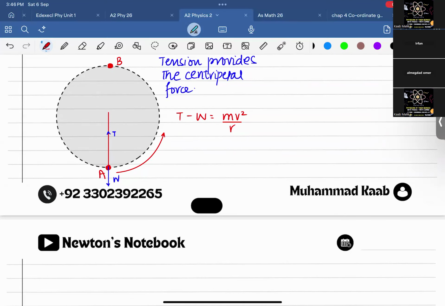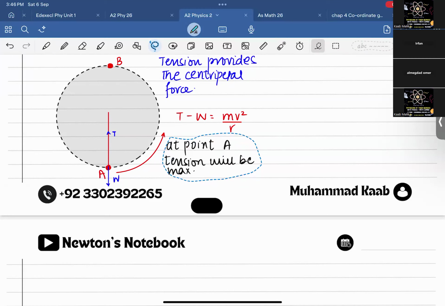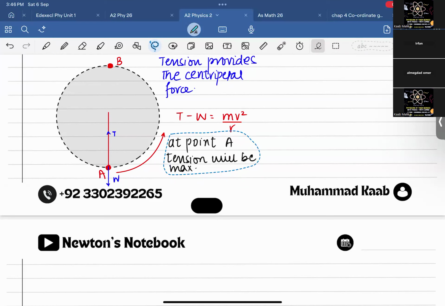So at point A, tension will be maximum. Okay, this is what you guys said. At point A, tension will be maximum, right? And at point B, tension will be minimum, because the weight is acting in the direction of the tension, so it will be minimum, right?